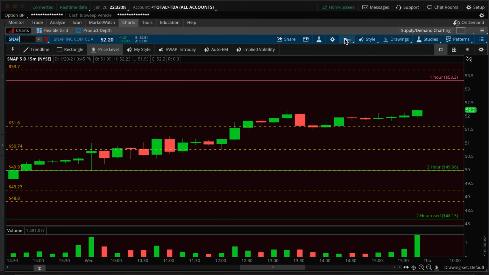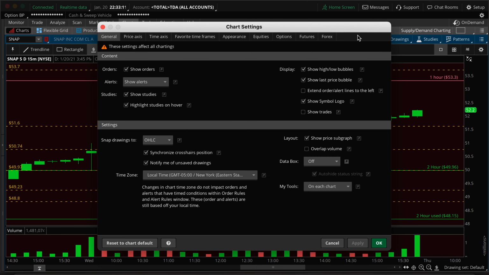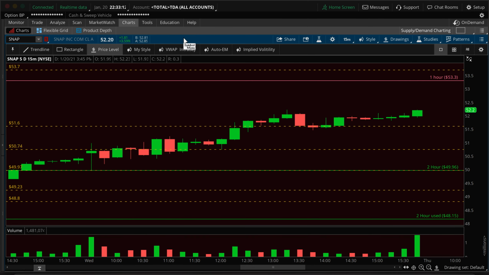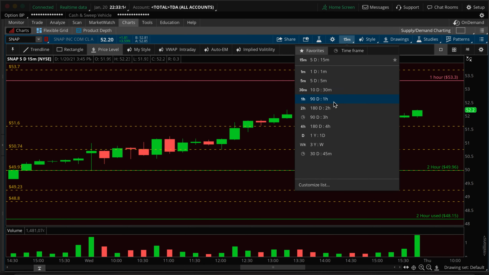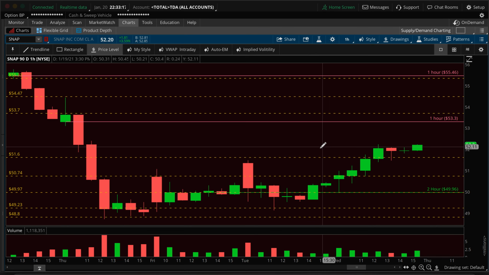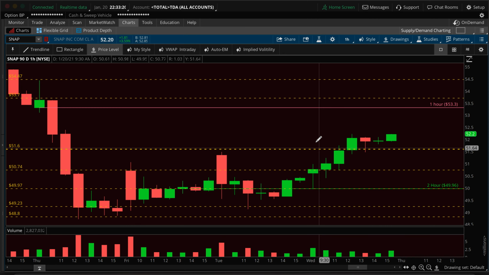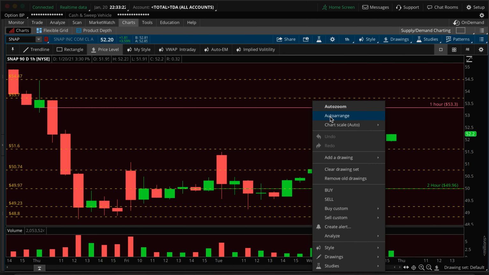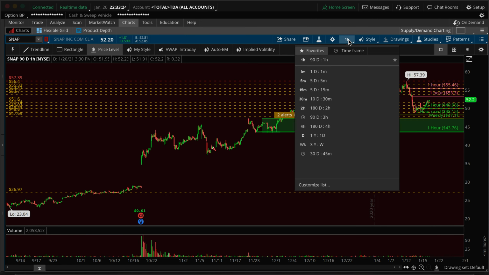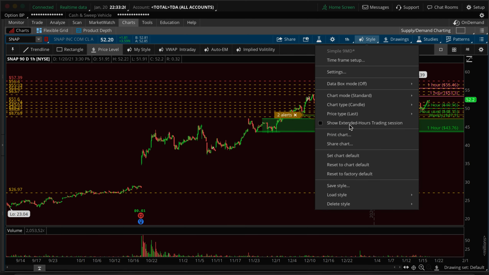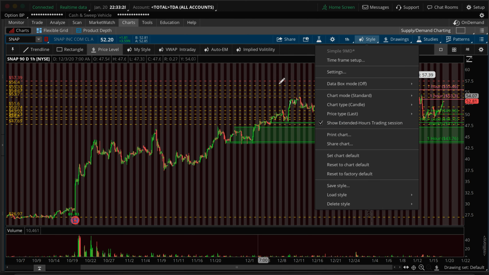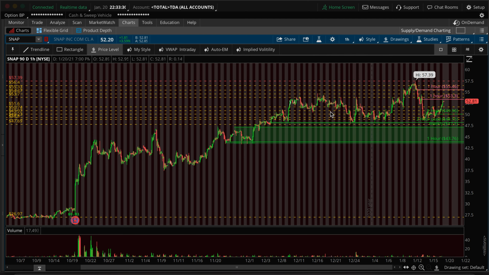One other thing I forgot to mention: when doing your charting for your zones, make sure that you turn on extended hours, just so you can see all things after market. That'll give you extra confirmation of your zone.